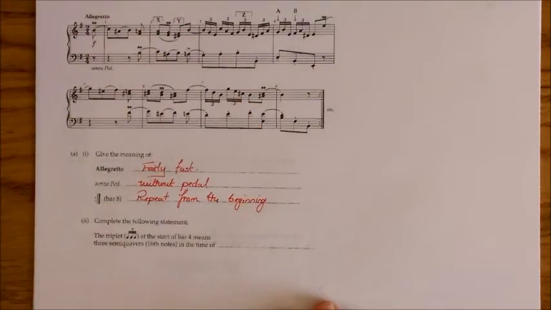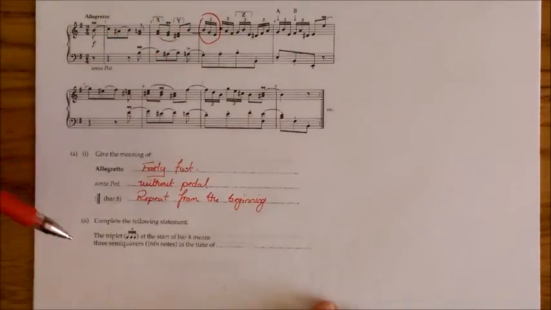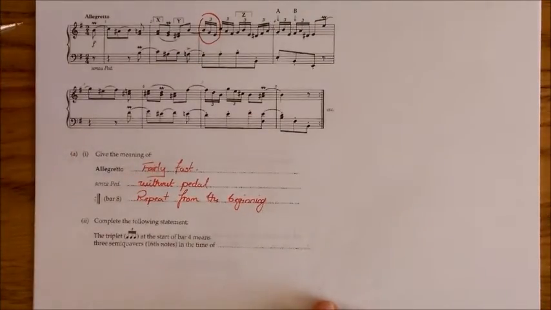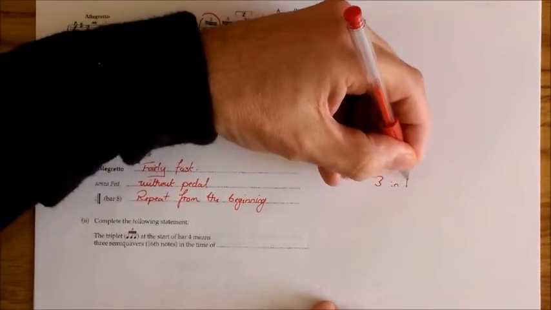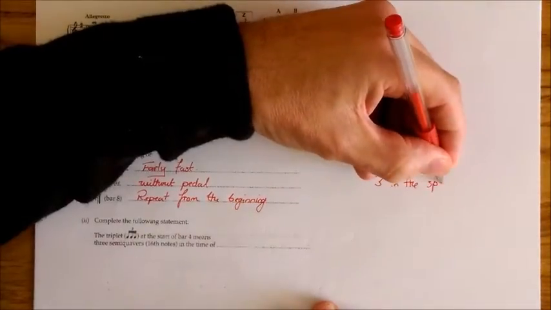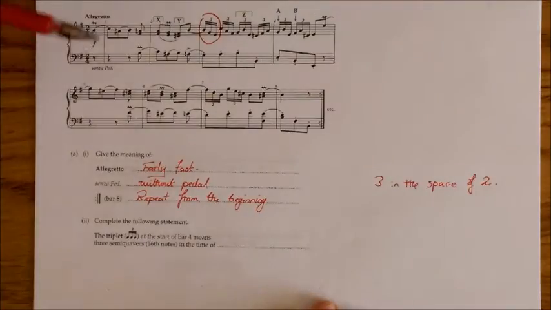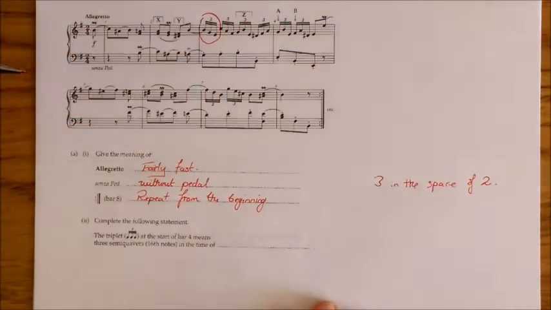Complete the following statement. The triplet, this one here, means 3 semiquavers in the time of, or 3 16th notes in the time of. Now, a triplet sign always means 3 in the space of 2. So that would be 3 semiquavers in the space of 2 semiquavers.